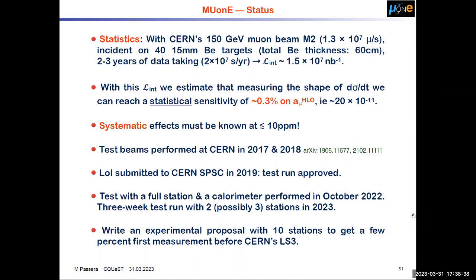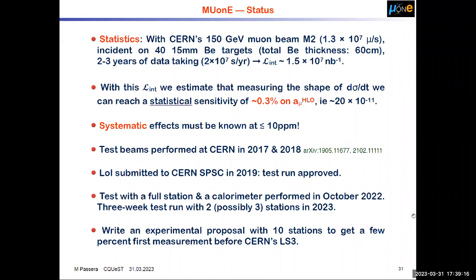CERN gave us the chance to do a test beam, so they gave us a beam to test the idea in 2017 and 18, and we wrote these 2 papers to summarize the results, and they look promising. They look good. Therefore, in 2019, we submitted a letter of intent to the SPSC panel at CERN, and it was approved for a test run. So we had a test with a full station and a calorimeter last October, and this year we'll have a 3-week test run with 2, possibly 3, depending on the number of sensors that we are getting, because it's not so easy to get these sensors this year.